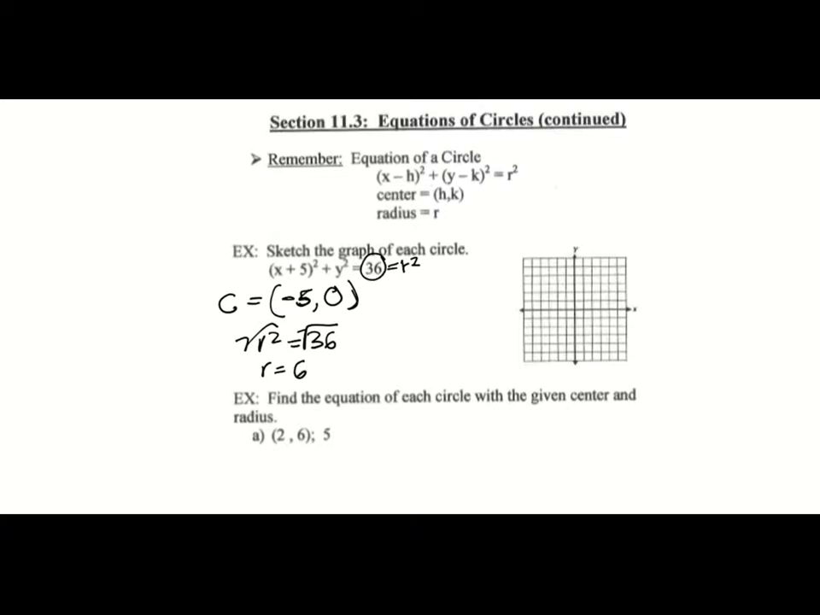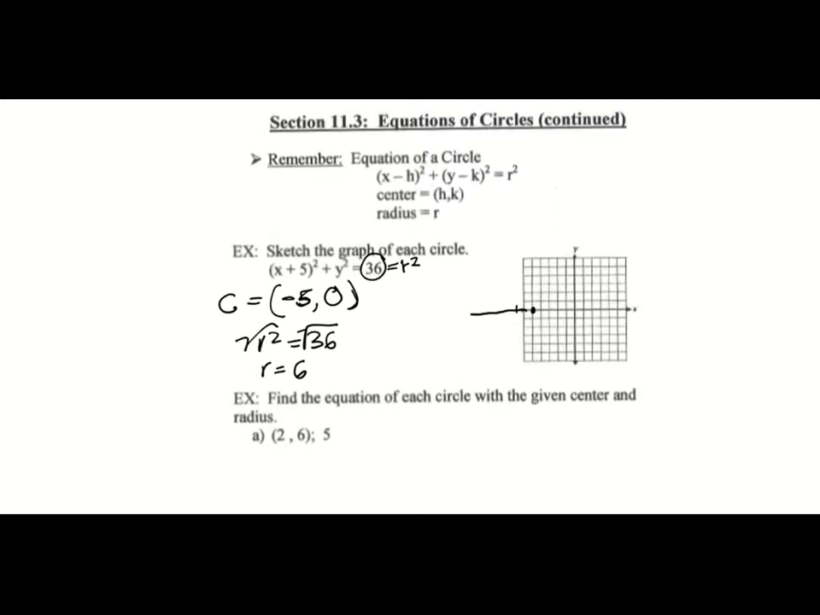So now we can come over to our graph. If we have our center at (−5, 0), that means we're going left 5. 1, 2, 3, 4, 5. And our y is 0, so we're not going up at all, or down. So this is our center of our circle. If our radius is 6, that means we're going to go left 6, so we're going to have to extend this graph out a little bit.